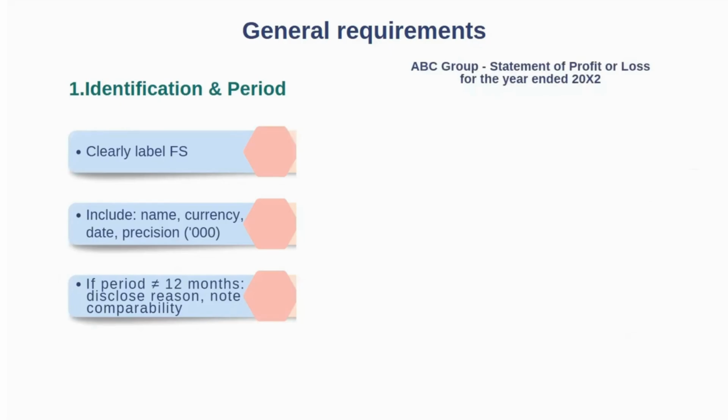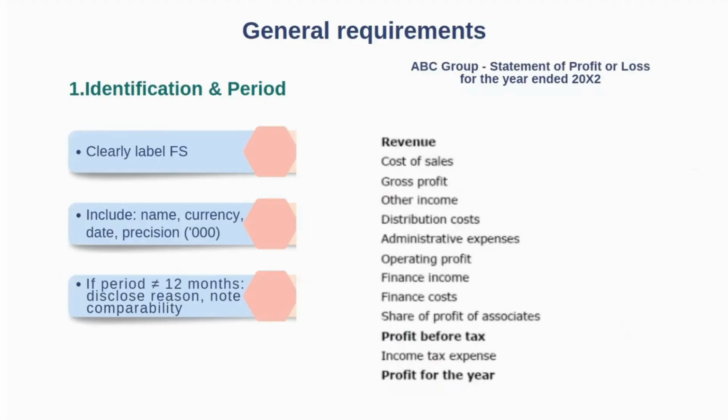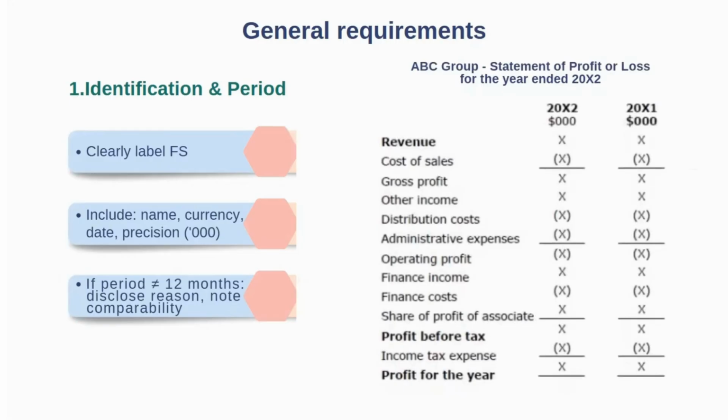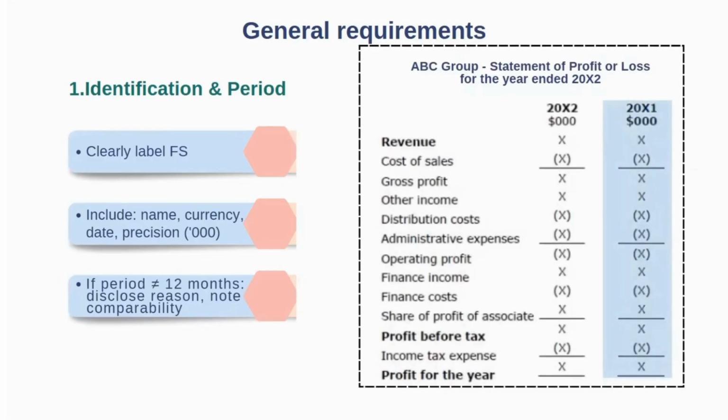Here is the ABC Group statement of profit or loss for the year ended 2002. So you can see the minimum required items presented here, and then comparative period results. And the precision here in thousands, company name, ABC Group, the label of financial statement, statement of profit or loss, and the period for the year ended 2002.